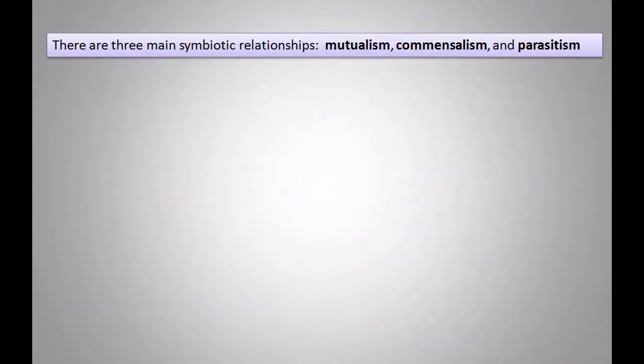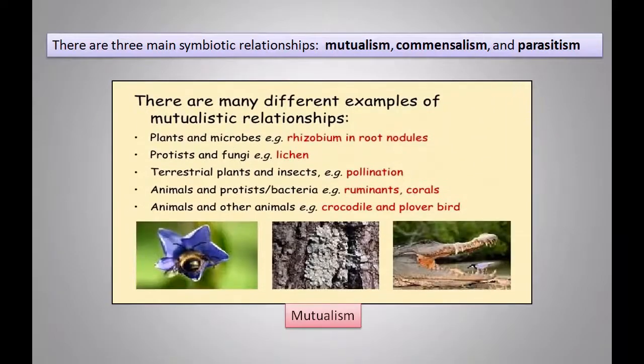There are mainly three types of symbiotic relationship: mutualism, commensalism, and parasitism. Here are a few examples of mutualism: plants and microbes, for example rhizobium and root nodules; protists and fungi, for example lichen; terrestrial plants and insects, for example pollination; animals and protists or bacteria, for example ruminants or corals; animals and other animals, like the crocodile and plover bird.